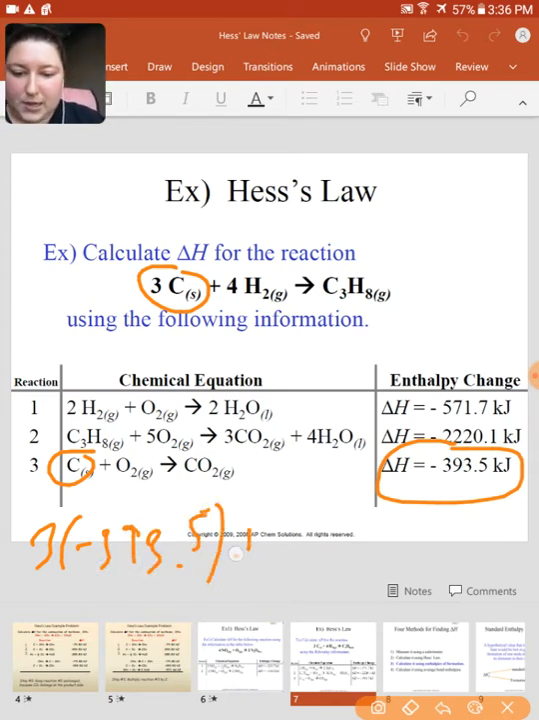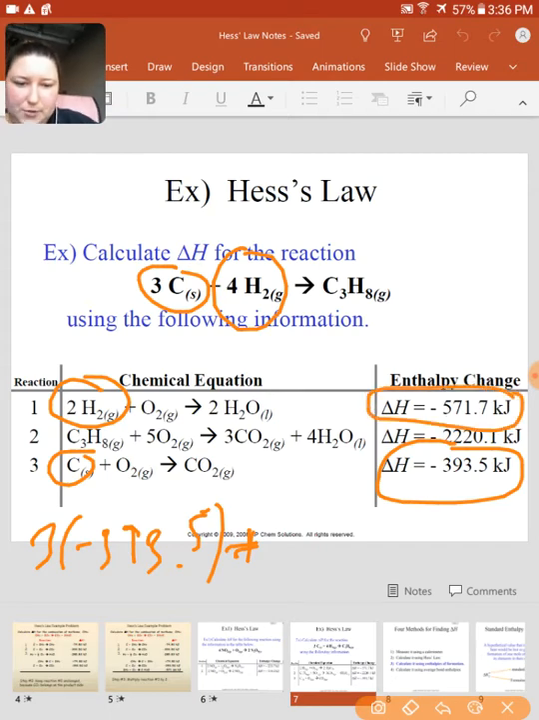Plus 4H2. I see 2H2 right here. Multiply this number by 2. It's on the right side, so that's good. So 2 times negative 571.7.